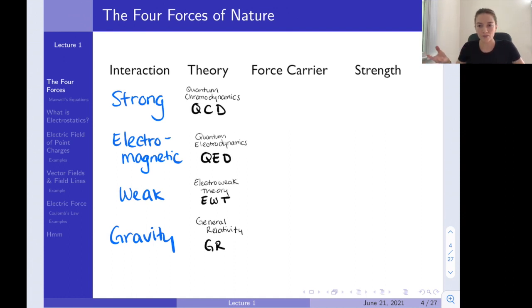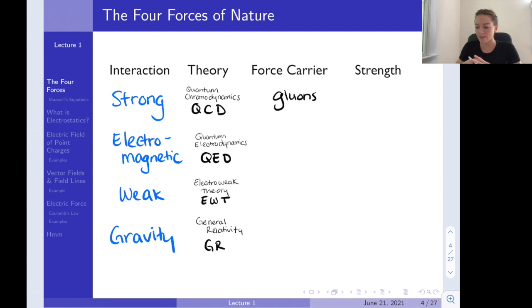And the force carrier for the strong force. Every force we have is mediated by some type of force carrier. There's something that transmits the force across distances. So for the strong force, those are called gluons. And they're called gluons because the strong force is so strong, they glue things together. They glue the proton and neutron together. So those are called gluons.